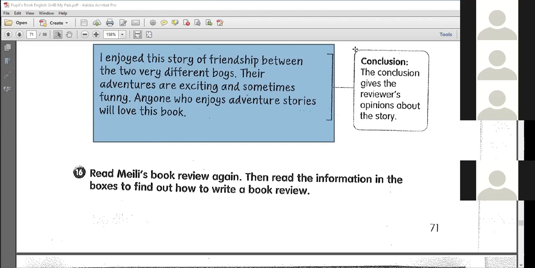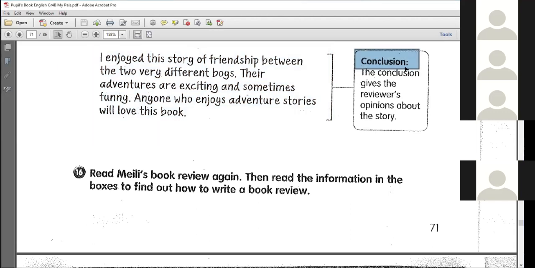All right. So this last paragraph is called the conclusion. The conclusion gives the reviewer's opinions about the story. The reviewer is you. You are the person who is reviewing the book, the writer, okay? And you're just saying what you think about the book. Do we think it's funny? Do we think it's scary? Okay.